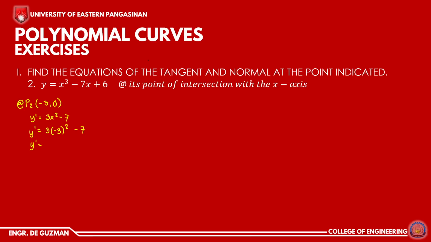Y prime is 3 times positive 9, minus 7. So, y prime is 27 minus 7, y prime is 20. So, ang mn natin ay negative reciprocal ng m. So, negative 1/20.